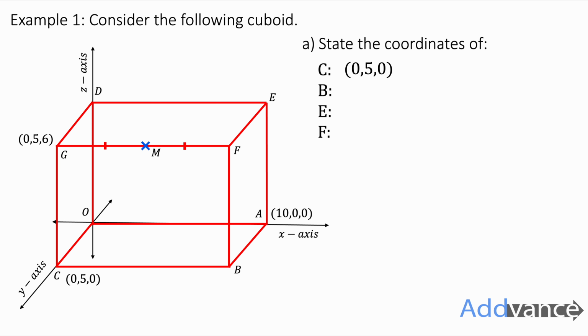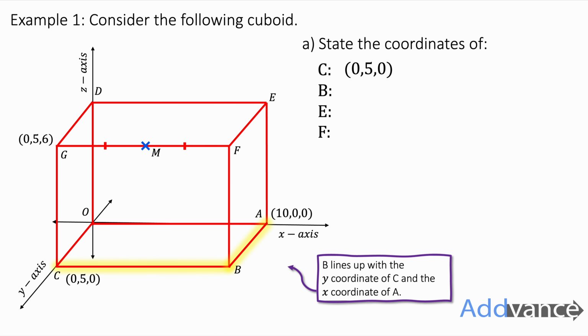Now let's look at B. Where is B? B is in the bottom right. And B is lined up with A and it's lined up with C. And so it's going to have the x-coordinate of A, and it's going to have the y-coordinate of C. It's got no height to it. So the z direction is not going up at all. It's just gone across the x and across the y. It's not gone up the z at all, so the z-coordinate will be 0. So we combine these and we get 10, 5, 0. It's lined up with the x, it's lined up with the y, therefore the x-coordinate is the same, therefore the y-coordinate is the same.